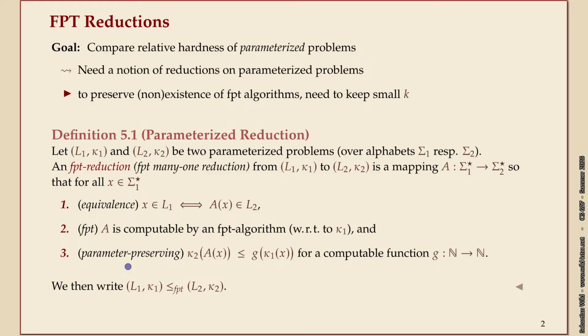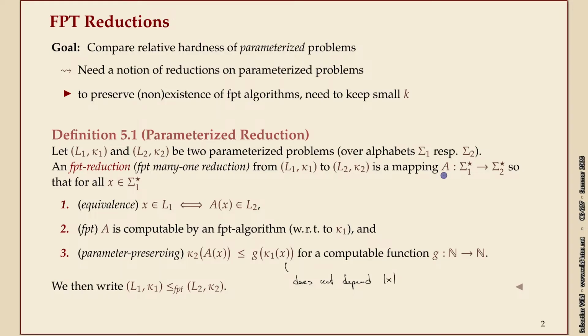And now the third part, this is the new bit. It has to be parameter preserving. So concretely, the parameter of the output has to be bounded by some function of the parameter of the input, but not the input size. Right? So this one here does not depend directly on the size of x, on the length of x, but only on its parameter. Okay?